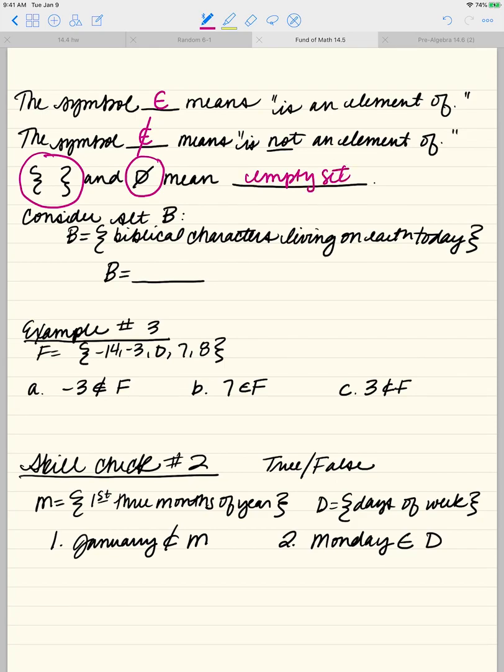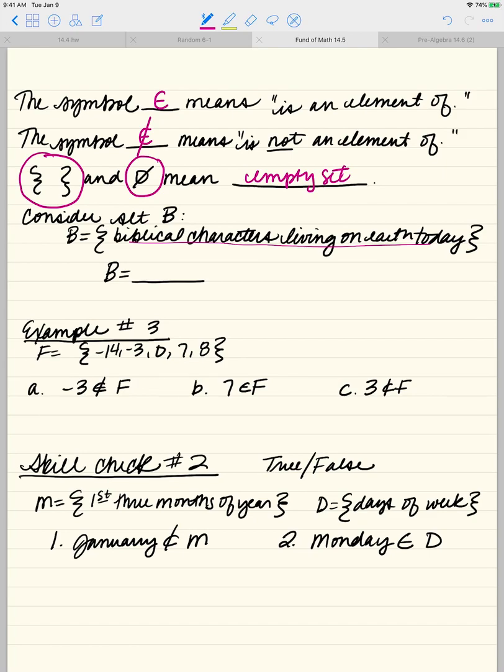okay? Consider set B, okay? B is described as the biblical characters living on earth today. So you tell me what the elements of that set would be, the biblical characters living on earth today.